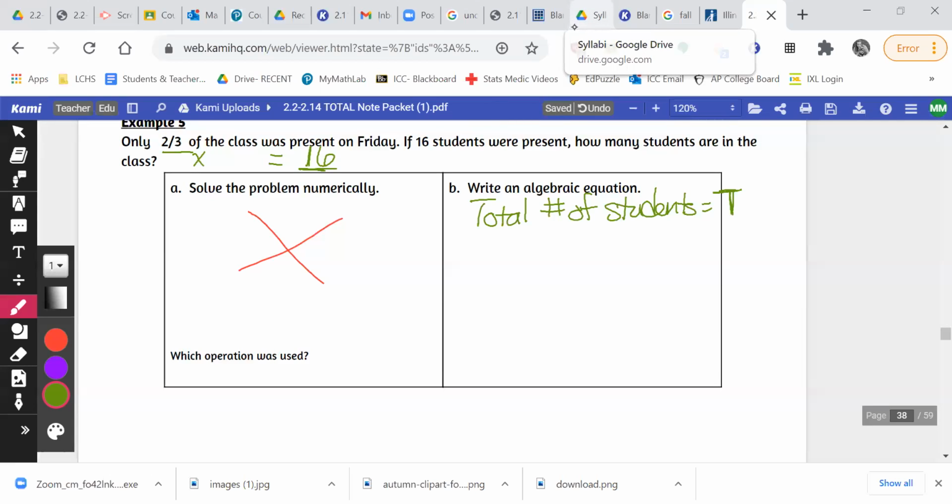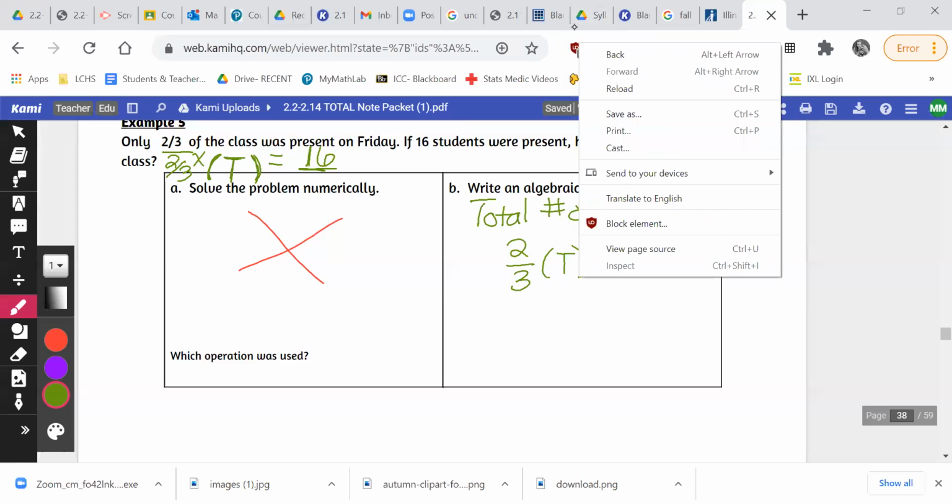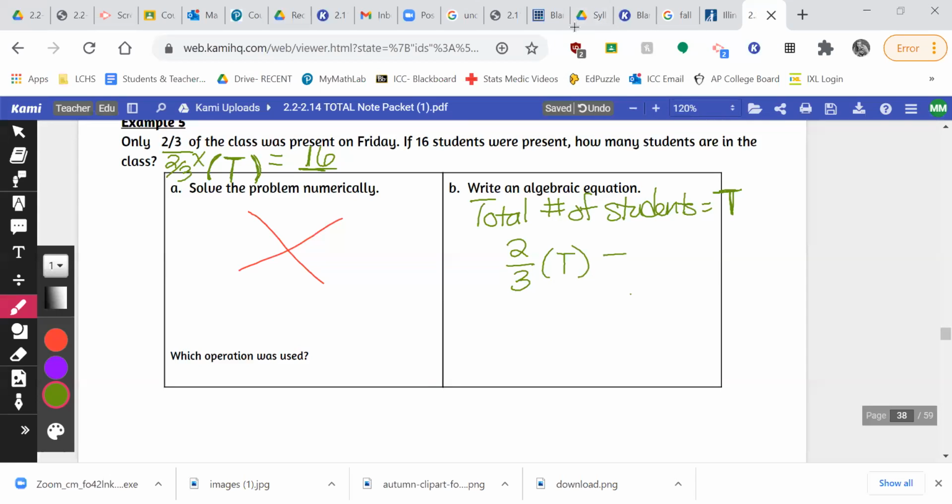And so if I use this setup, I'm going to have 2/3 of, and I'm going to multiply with my variable t, the class. So 2/3 of the total students in the class were present on Friday, and that number of students that were present on Friday was 16. So my equation is 2/3 of the total equals 16.